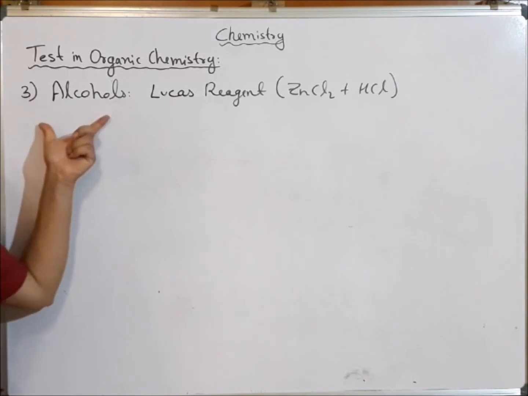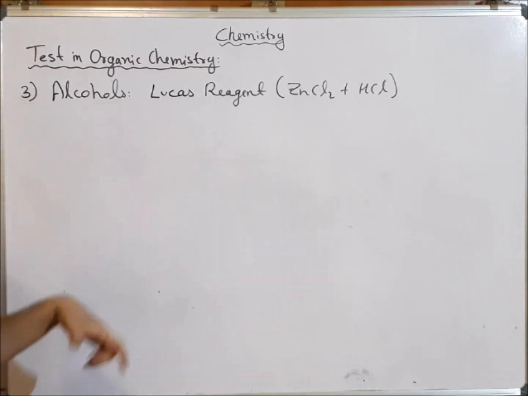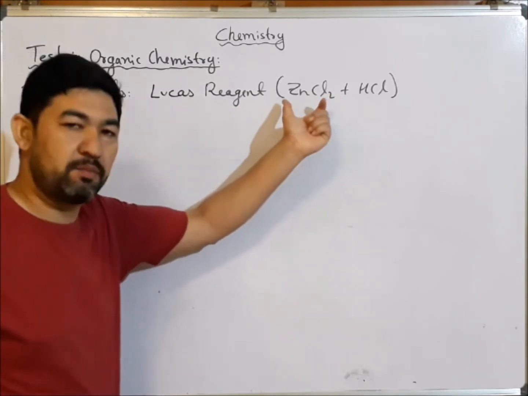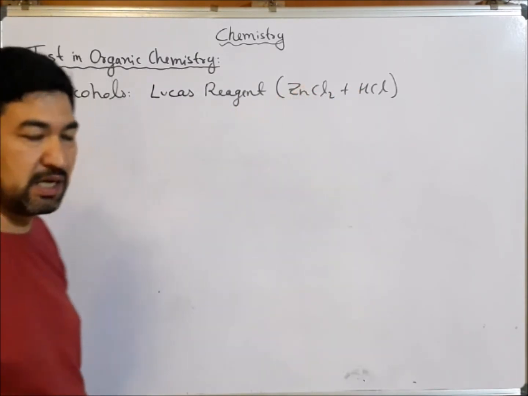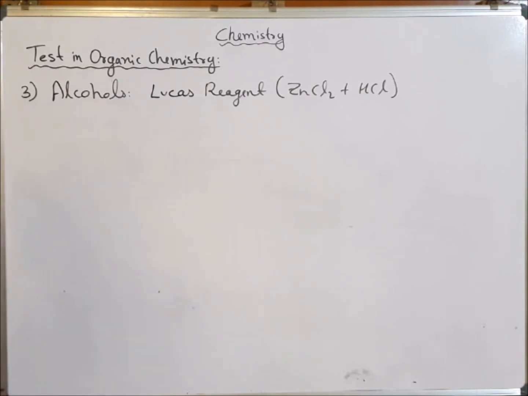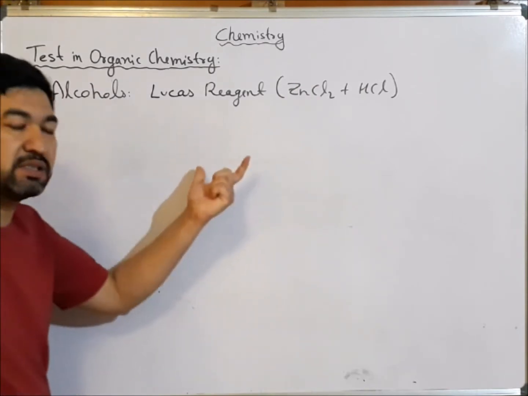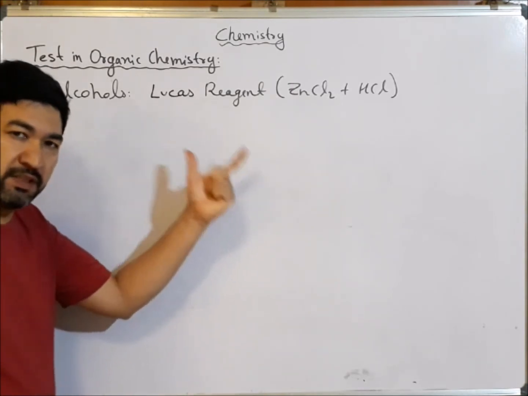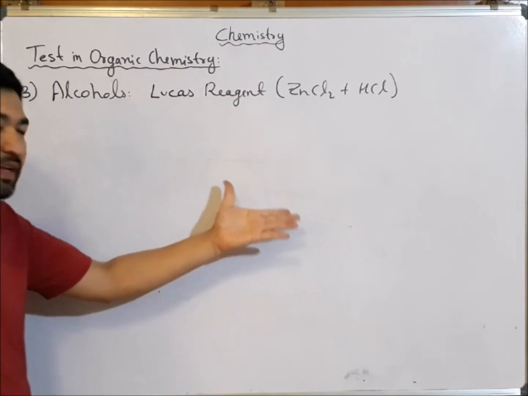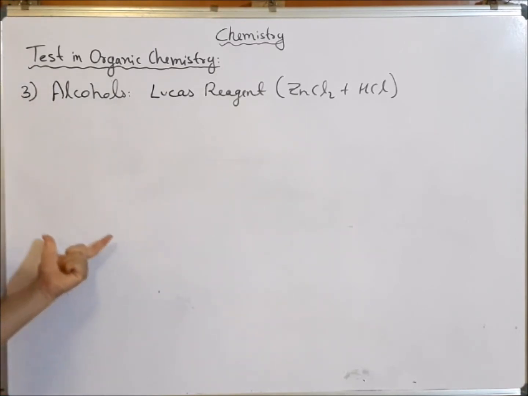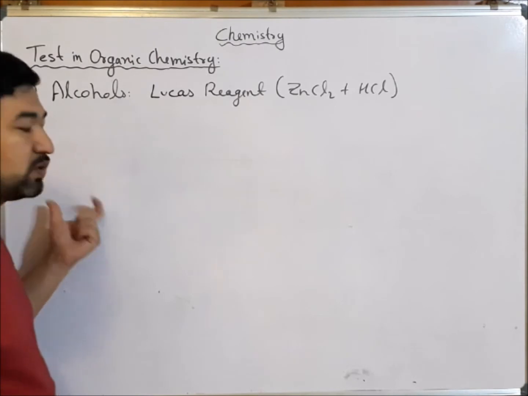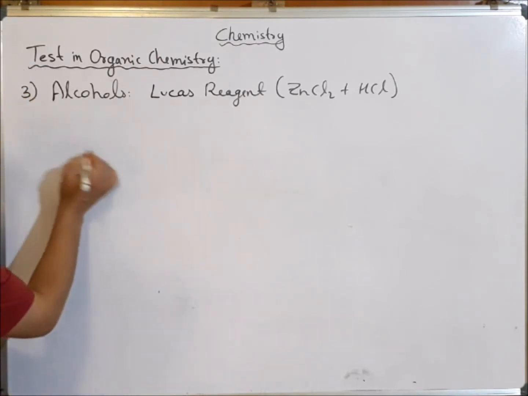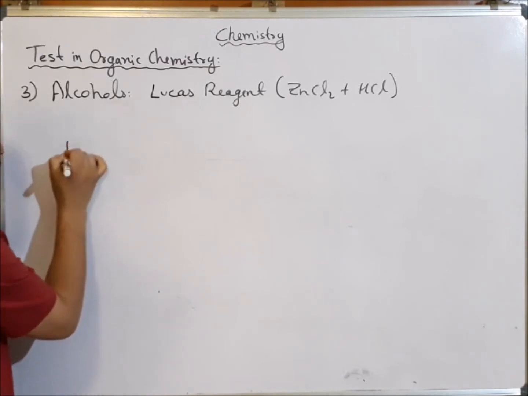Number 3 is alcohols. To distinguish between the different types of alcohol, that is primary, secondary, and tertiary alcohol, we use the Lucas reagent, which is the combination of zinc chloride and HCl. In the case of tertiary alcohol, when we add the Lucas reagent, the turbidity appears immediately. In the case of secondary alcohol, turbidity appears after some time, maybe 5 minutes. But in the case of primary alcohol, the turbidity appears only on heating. So we'll write that reaction.